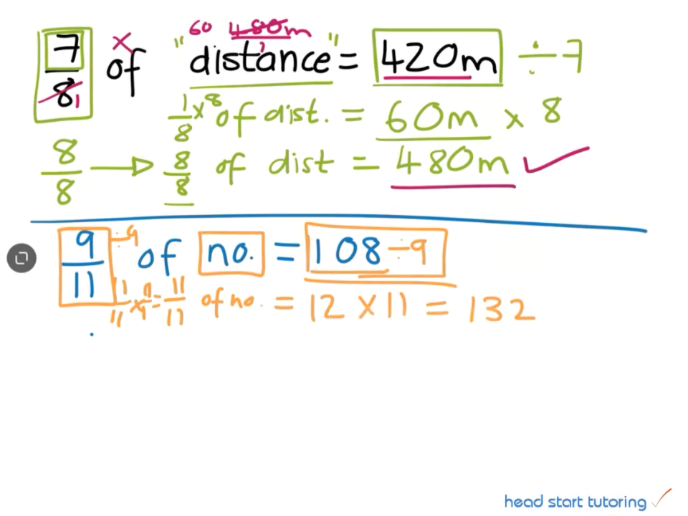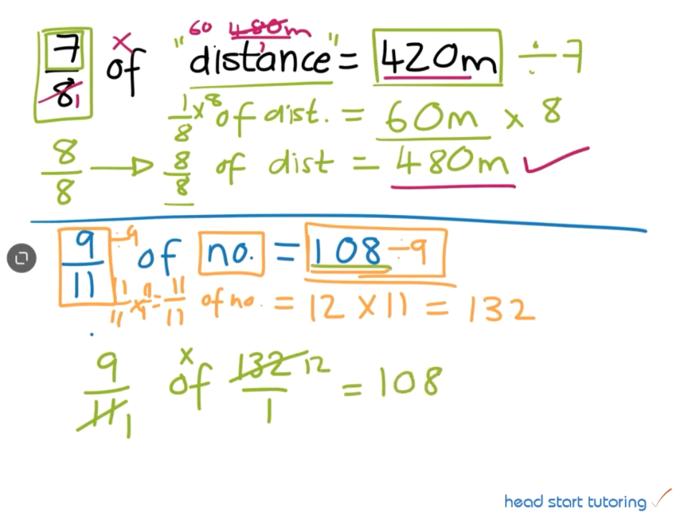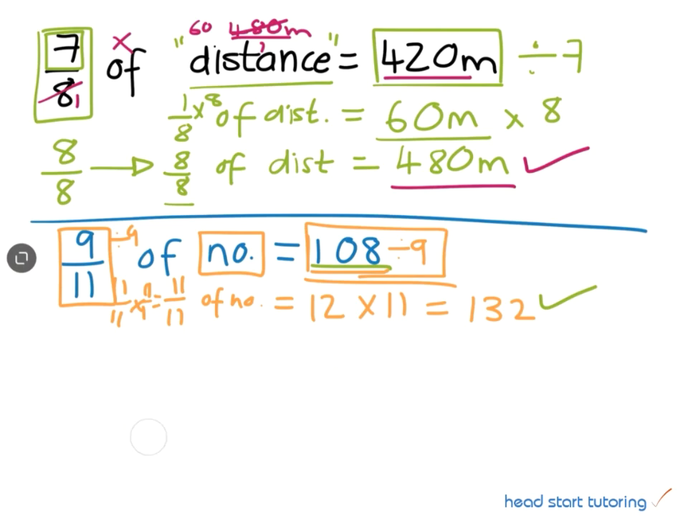So let's have a look. If we work out 9 elevenths of 132, or 132 over 1, and we can multiply. 11 fits into itself once, and 11 fits into 132 12 times. 9 times 12 is equal to 108, which is what we had there. So that's perfect. We know that our 132 is correct. Right, let's just make space for one more example.